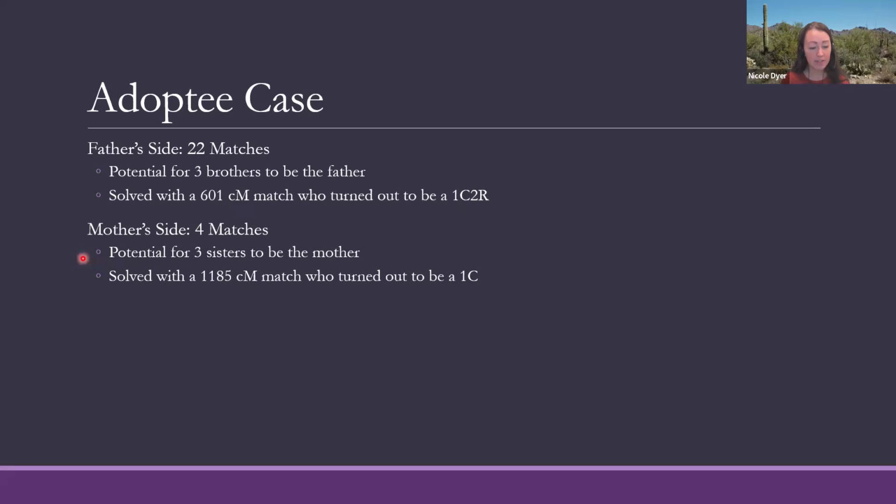Then on the mother's side of this adoptee case, there were 4 matches that helped figure out the common ancestral couple for the mother's side. And there were 3 sisters in the family who could have been the mother. And I wasn't able to solve it until there was a match that appeared recently that shared 1,185 centimorgans. And this match turned out to be a first cousin.